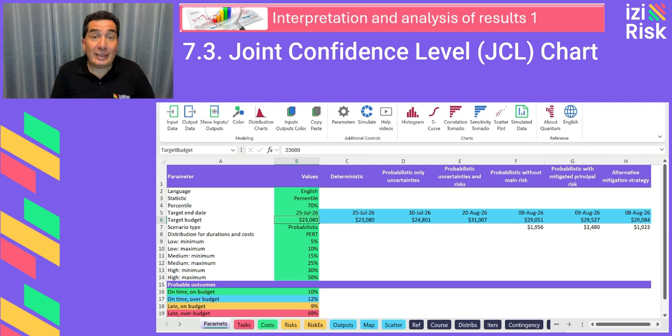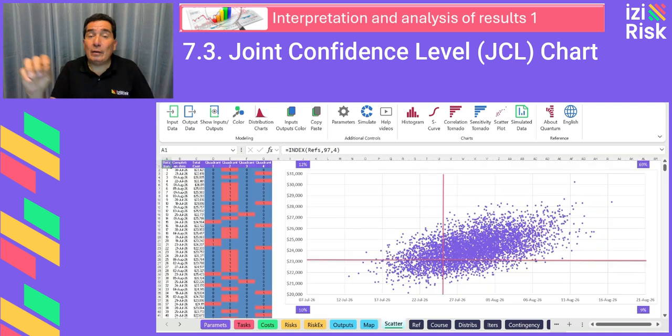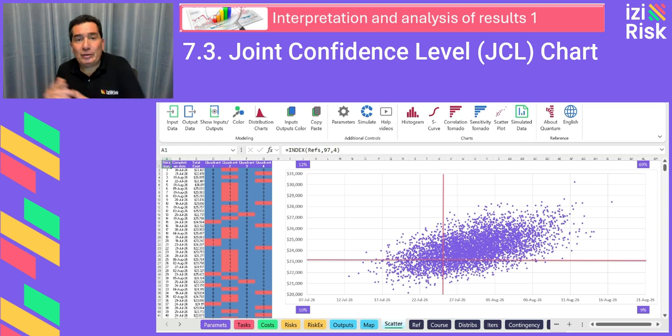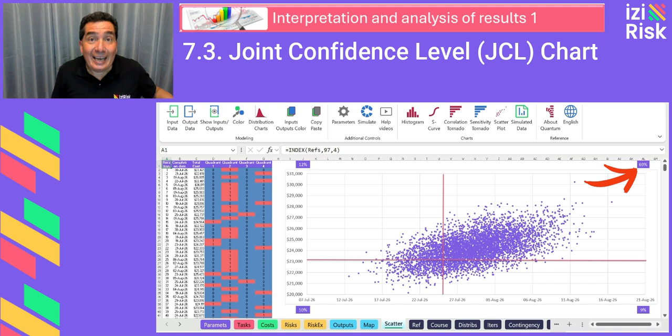Each of the 5,000 data points will fall into one of four quadrants. So, an example of simulated scenario distribution: on time and under budget, 14%; on time and over budget, 10%; late and under budget, 9%; and late and over budget, 68%. This tells us that in this case, more than 2/3 of the time, the project ends up late and over budget. What does this mean?